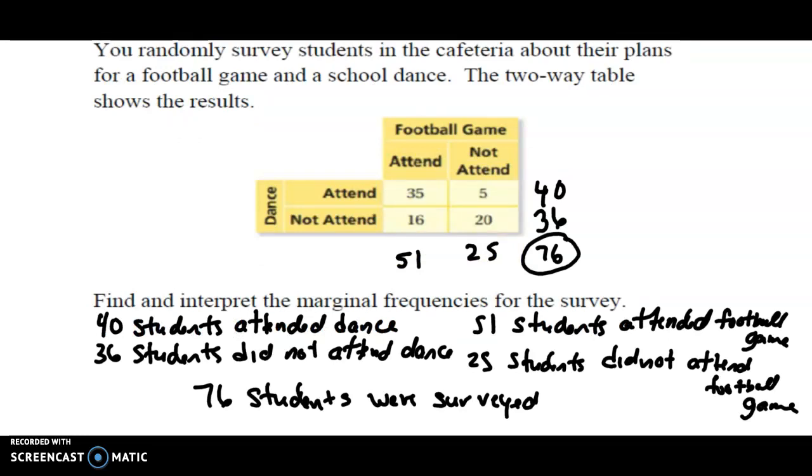All right, this is what you should have come up with. 40 attended the dance, 36 did not attend the dance, 51 attended the football game, and 25 did not attend the football game. And when you added up those numbers, you both got 76. That is the total number of students that were surveyed.